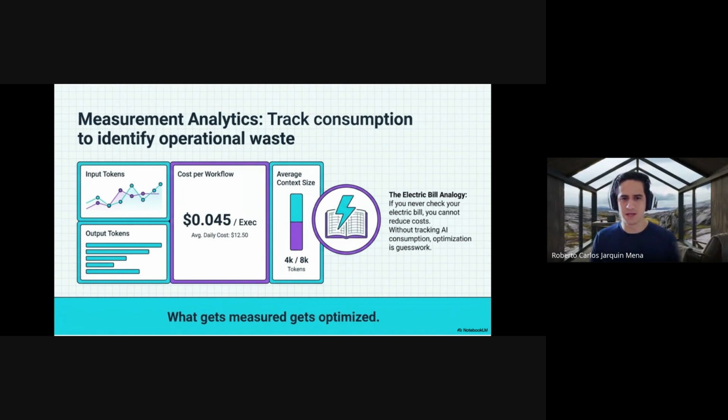Let me bring a simple analogy. Think of it like your electricity bill. If you don't check it, you cannot reduce the cost. So you have to measure usage, cost, and consumption. If you cannot measure, you cannot optimize. So the benefit of this is identifying expensive workflows, finding optimization opportunities, and reducing operational costs. So keep in mind, every time, measure everything. We're going to go to the next one.